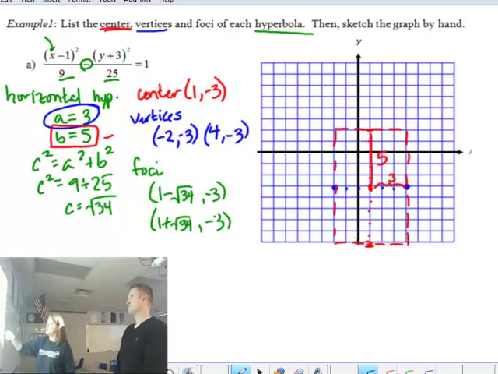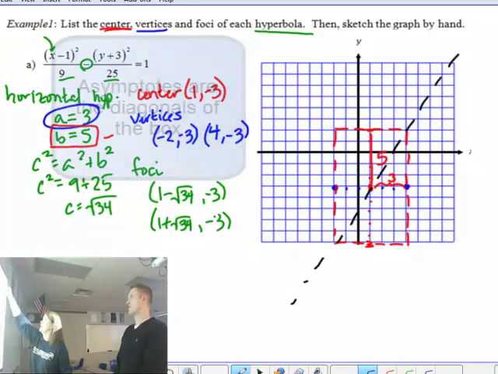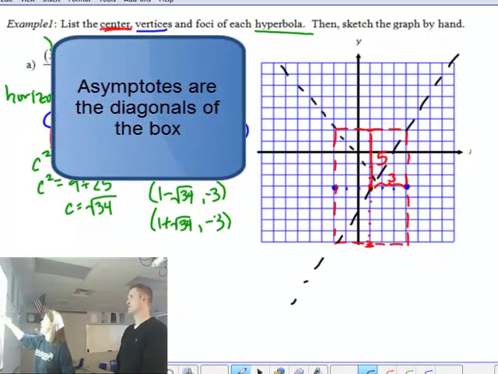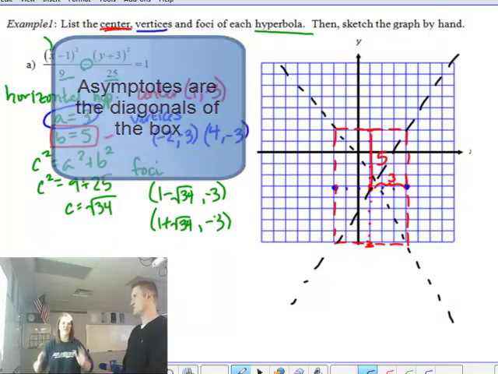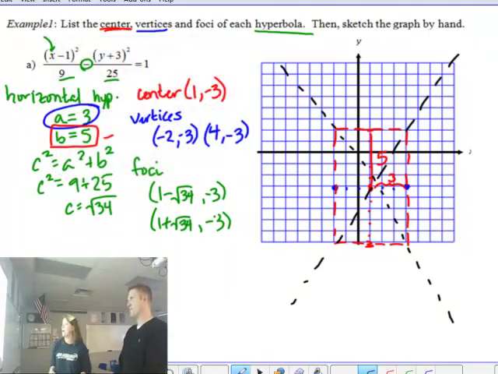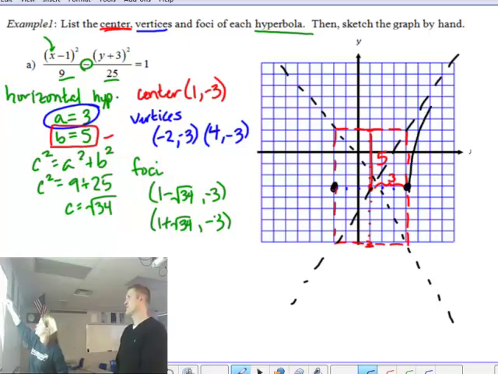So if I go corner to corner on my box, which I'm going to try to do here, cross your fingers. That's pretty good. And corner to corner on my box, I missed the middle. There we go. Those asymptotes are going to guide the shape of that hyperbola. Now, key feature: you've got to touch the vertices. So I know that my hyperbola is going like this.